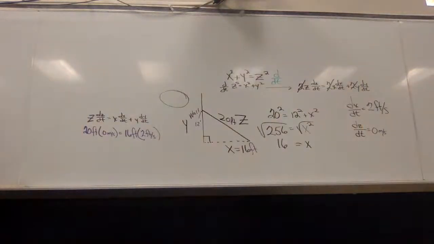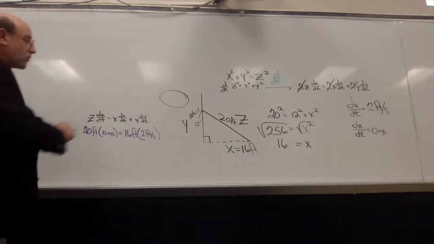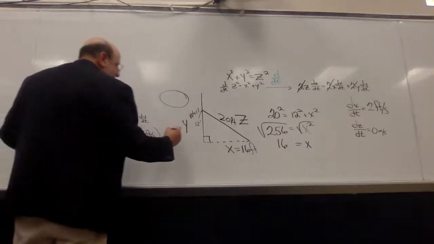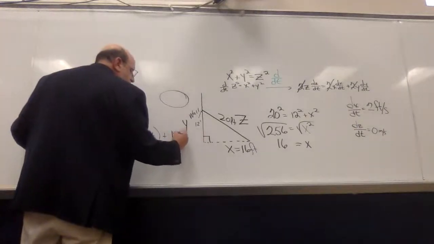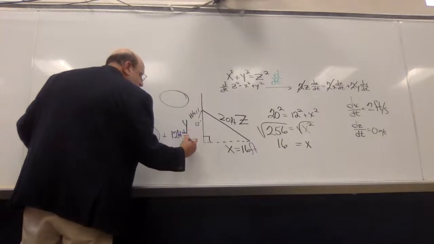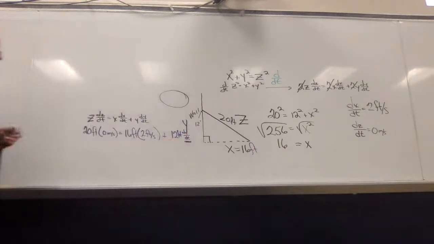Do we know what dy/dt is? What is dy/dt? That's what we're solving for. So we just leave it like that. So we have 12 feet times dy/dt, and that's what we're going to solve for. Cool?